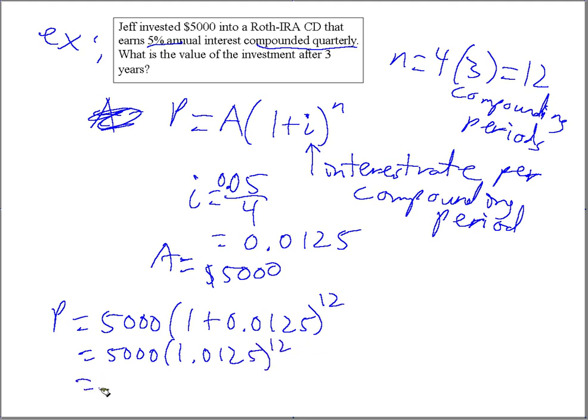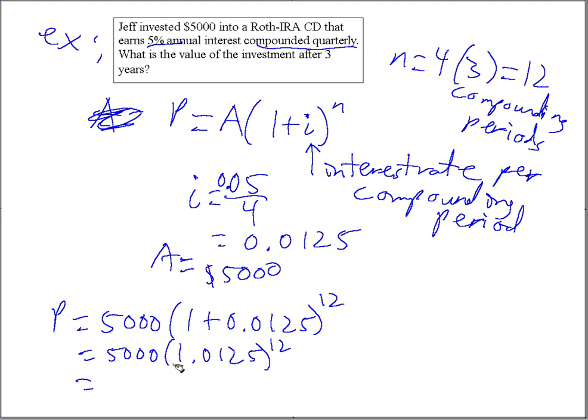Let's punch this number into the calculator here. Punch this into the calculator first before you multiply by 5,000, though I'm just going to do it all in one shot. Use the power button for this. So 1.0125 to the 12th power is roughly 1.16, and then I'll multiply it by 5,000.